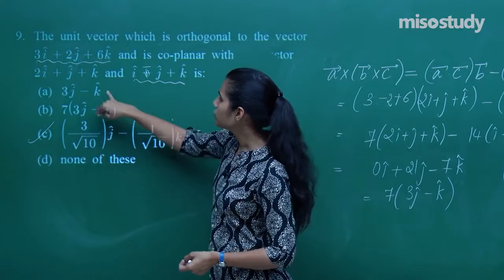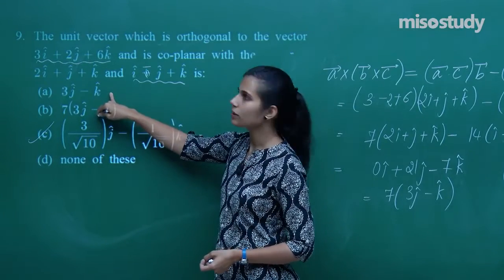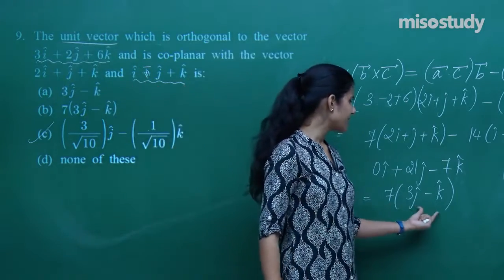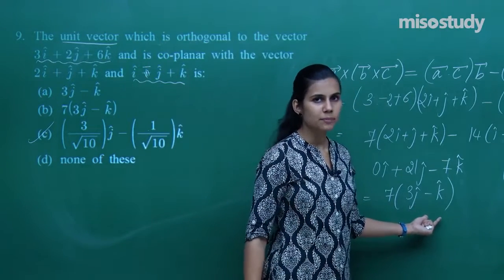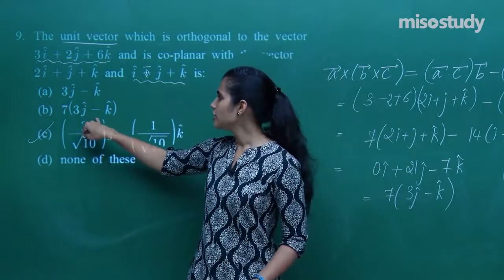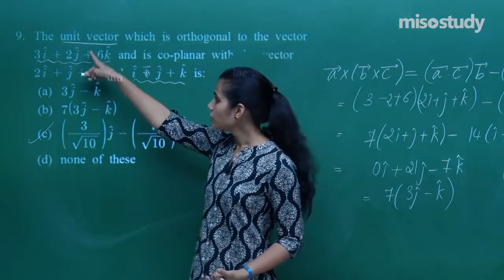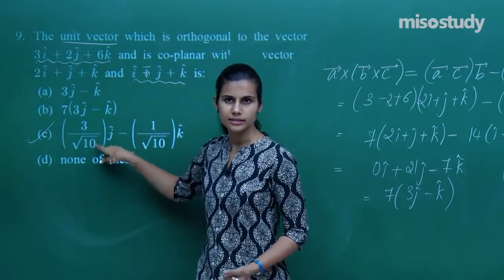It's also saying, is it equal to 3j cap minus k cap? No, because I am searching for the unit vector. Yes, it was 3j cap minus k cap in here, but that was also not the complete vector. 7 times 3j cap minus k cap was the complete vector, but that's not the complete answer, because I want the unit vector, which is only this.